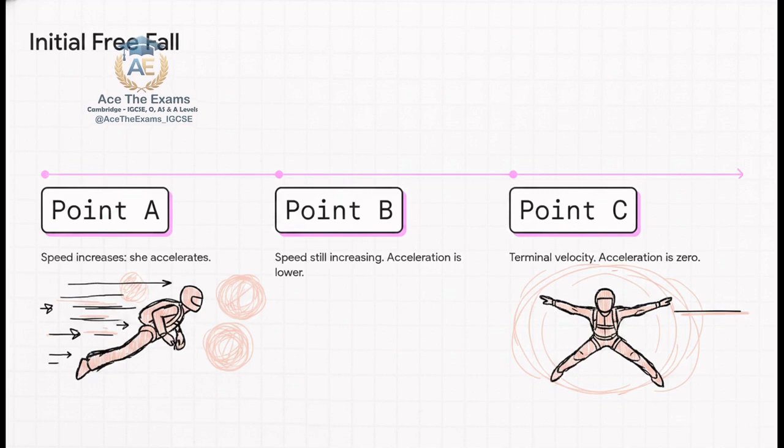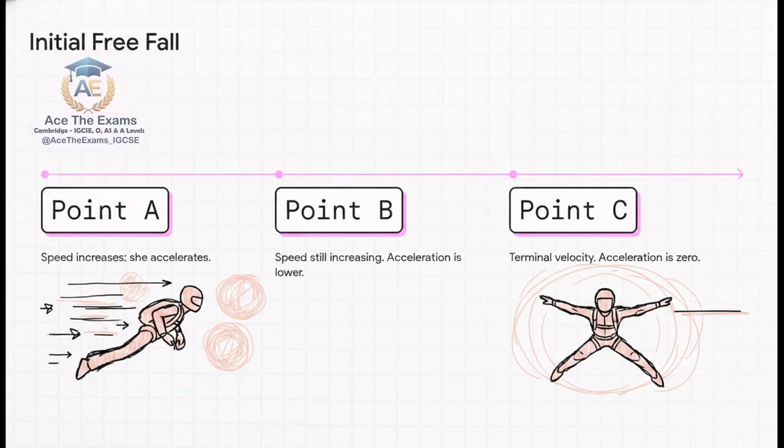Finally, she hits point C, where the graph completely flattens out into a horizontal line. Her speed reaches its absolute maximum value and stays exactly the same. This is it, terminal velocity. And because the speed isn't changing at all, the acceleration is exactly zero.